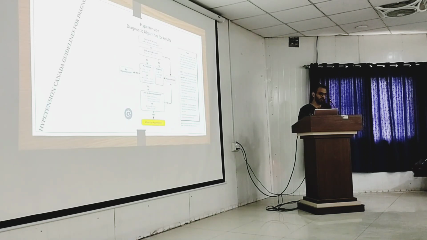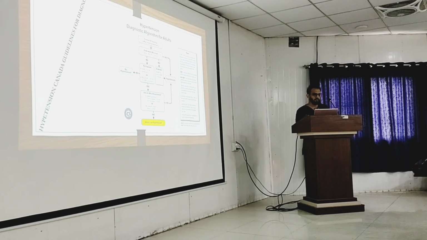Hypertension Canada guidelines for diagnosis 2018. According to this algorithm, we will describe how to diagnose hypertension, how to diagnose if the patient is not hypertensive, and how to say this is white coat hypertension. An elevated blood pressure reading in office, home, or pharmacy that gives us a reading of more than 180 by 110 millimeter of mercury, then this is hypertension.